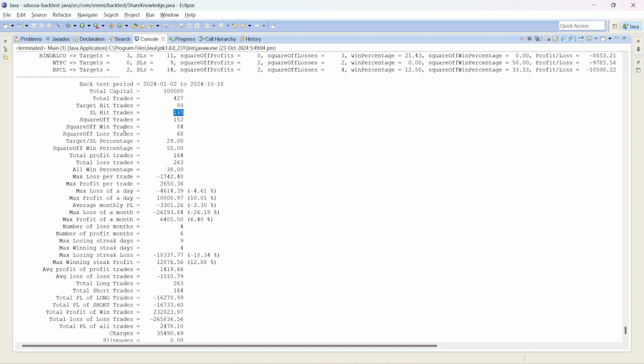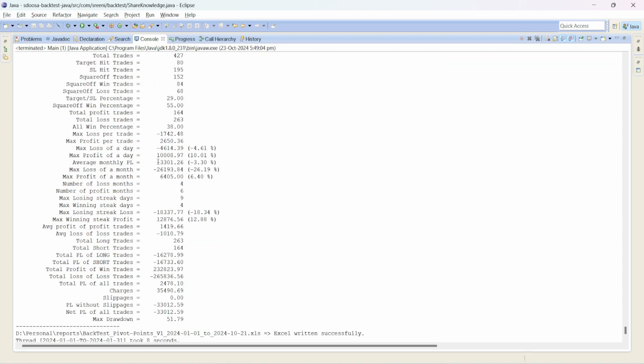and the trades without hitting SL or target are around 152. Out of 152, there are 84 profit trades and 68 loss trades during the square off time. And the target to SL percentage is 29%. That means you can assume 30%. So even if you look at square off in percent, whatever it may be, overall you can consider this strategy with a win rate of only 30%. Okay.